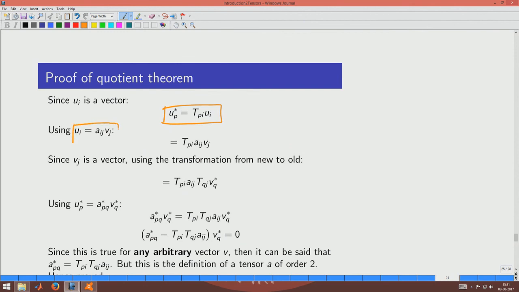Then we say that in every coordinate system, u is written in this way. So, therefore, I can write in the old coordinate system in this manner itself. And if Vj is a vector, then I can expand Vj as this. Now, what we realize is that there are two transformation matrices that are coming together. So, then I bring them together here.